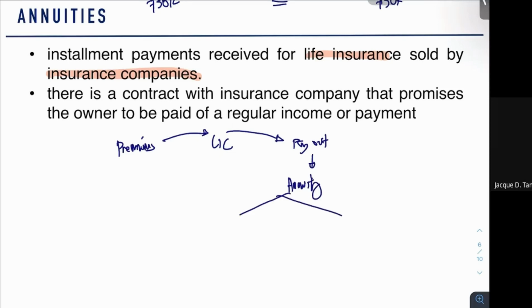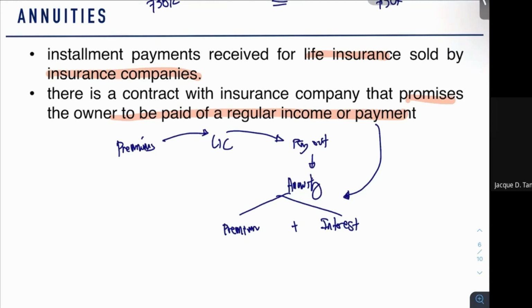An annuity is composed of two items: the premium itself, including interest. So an annuity is a contract with insurance that promises the owner to be paid a regular income payment. The regular income payment is known as annuity. And what is the composition of your annuity? A premium and an interest.